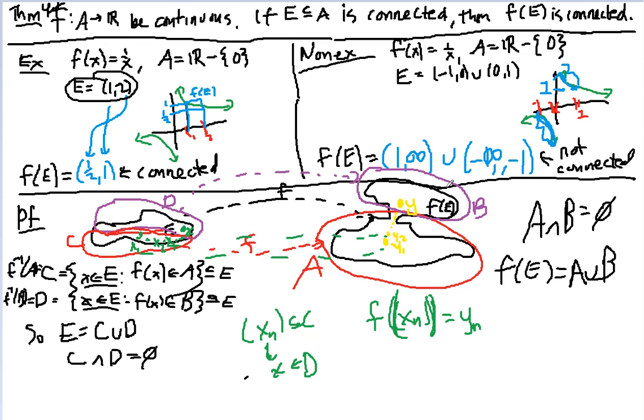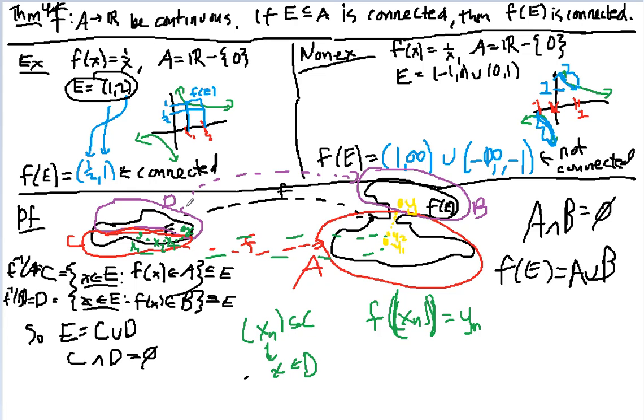We have an A and a B that are both non-empty, but their intersection is empty, and f of E is equal to A union B. To prove that's connected, I'm going to find a sequence that lies in one but converges to something in the other. And the way I find that sequence, well, f of E came from this black blob over here, E. And similarly, B came from this purple blob over here, D, and A came from this red blob over here, C. And I know that E is connected, so E is equal to C union D, C intersect D has to be non-empty, and also C and D both are non-empty themselves.